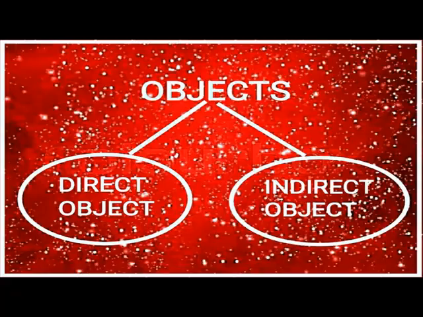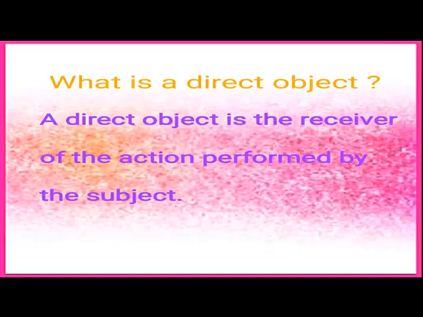Children, now let's refer to this diagram. In English language, there are two kinds of objects. First is a direct object and the second is an indirect object. We will now discuss what these two are. What is a direct object? A direct object is the receiver of the action performed by the subject.